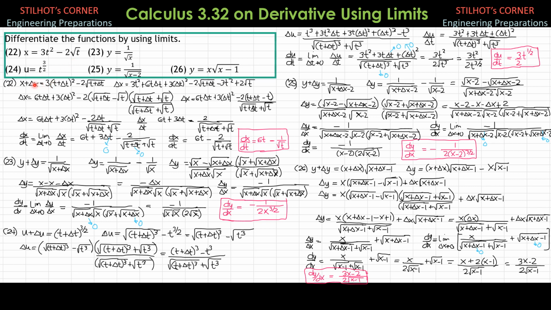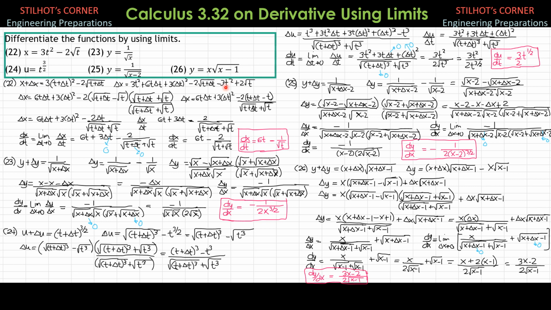So x plus delta x, replace t by t plus delta t, equals 3 quantity t plus delta t squared minus 2 square root of t plus delta t. Expand, delta x is 3t squared, the middle term is 2t delta t times 3, so 6t delta t. The last term is delta t squared times 3, so plus 3 delta t quantity squared. Then minus 2 square root of t plus delta t minus x, which is minus quantity 3t squared minus 2 square root of t, so minus 3t squared plus 2 square root of t.